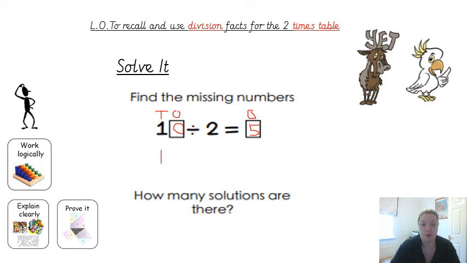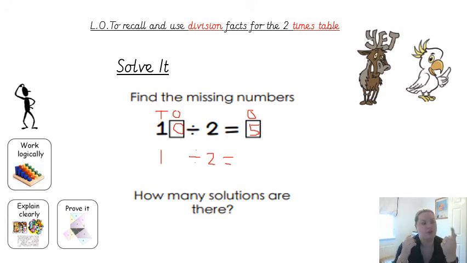So write the 1 here, divided by 2 equals, I'm going to write that down, so I've got that. Right, now, can I have 11? 11 divided by 2. Let's see. 2, 4, 6, 8, 10, 12. No, 11's not in the 2 times table, so I can't use 11.